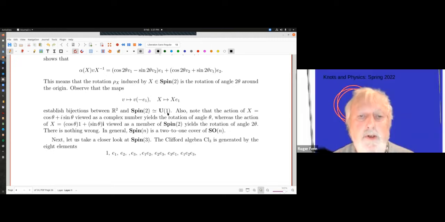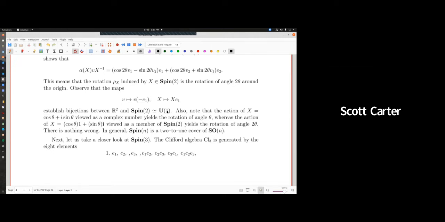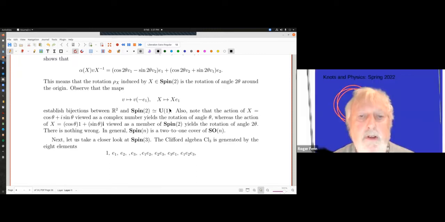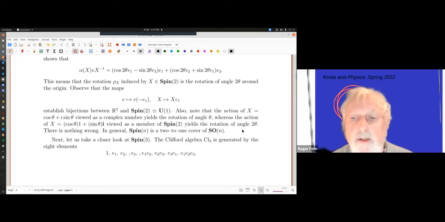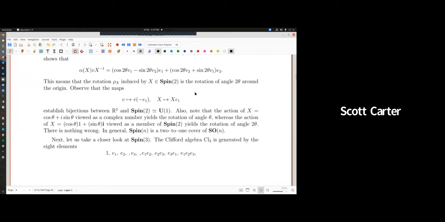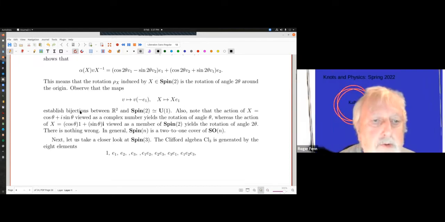Well, U1, you see, is the circle, which lies in R2. But there's not a bijection between them. I mean, there's an embedding of U1 inside R2. Sorry, I don't see what the problem is. The map establishes a bijection between R2 and spin 2. I don't get that. Oh, I see what you mean.